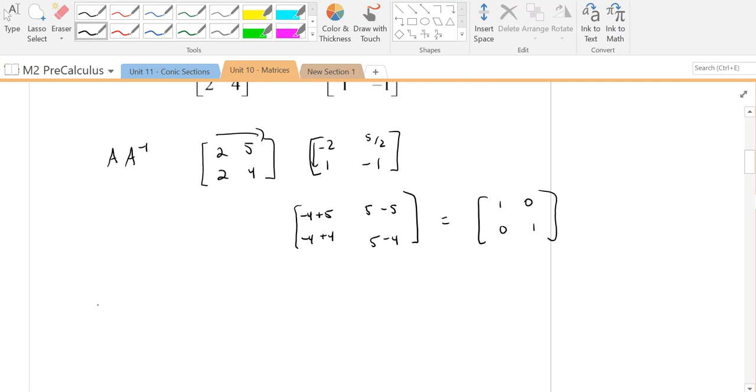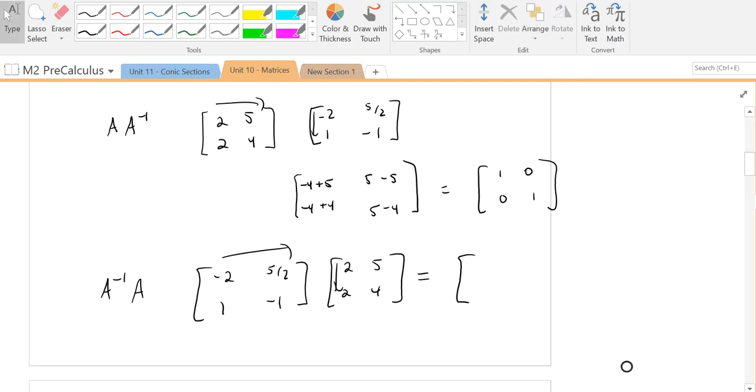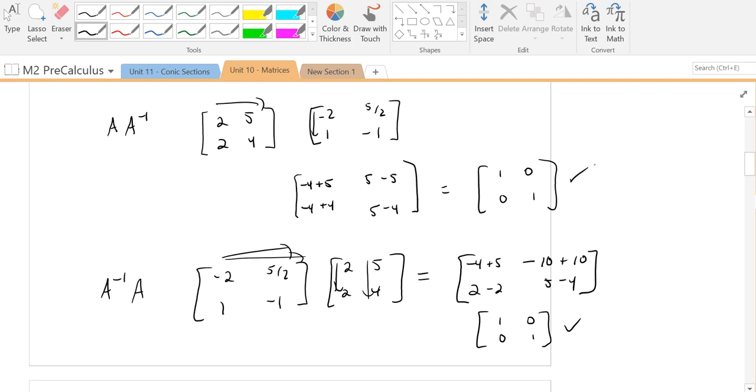Now if I multiply them in the other order, with the inverse first, again, you could test this out on the calculator as well, but since it's a 2 by 2, I'm just multiplying it out. -4 plus 5, then -10 plus 10, and then 2 minus 2, and 5 minus 4. So you get 1, 0, 0, 1. Boom. When you multiply a matrix and its inverse, it's the only situation where switching the order gives you the same result, because as we saw in the last lesson, matrix multiplication is not usually commutative. I can't usually switch the order and get the same result, but I can do this, and that result is always the identity matrix.